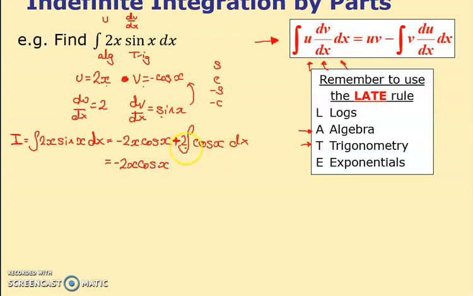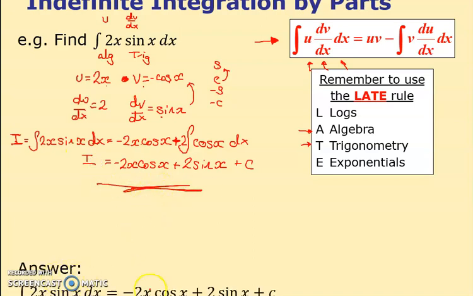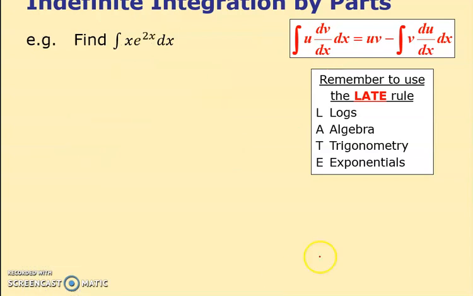Now this is the only integration I've got to do then. I've got to integrate cos, and integrate cos becomes, go upwards, goes to sine. So plus 2 sin x. And don't forget your constant. So my capital I equals that. That's what I reckon anyway. So it says minus 2x cos x plus 2 sin x plus c. Yes, it works. So that's my first example of integration by parts.